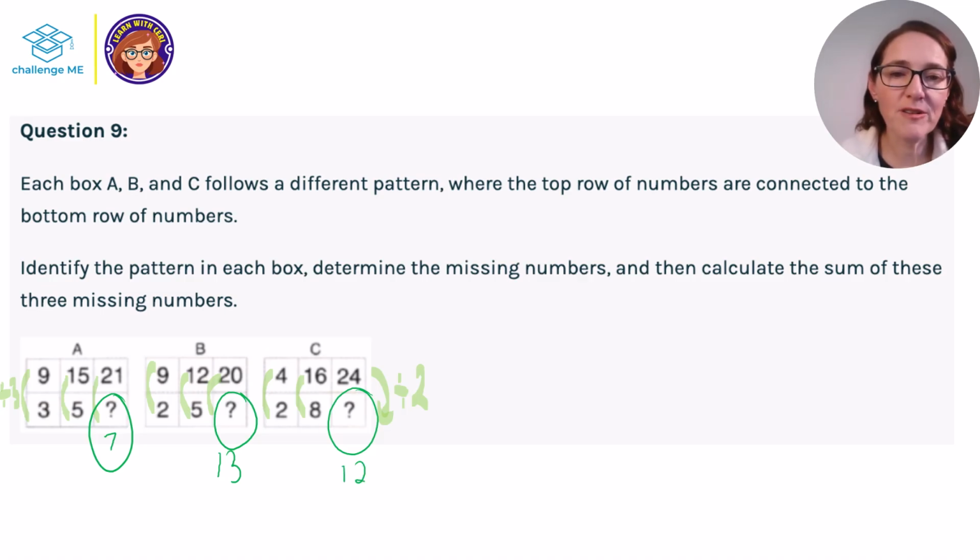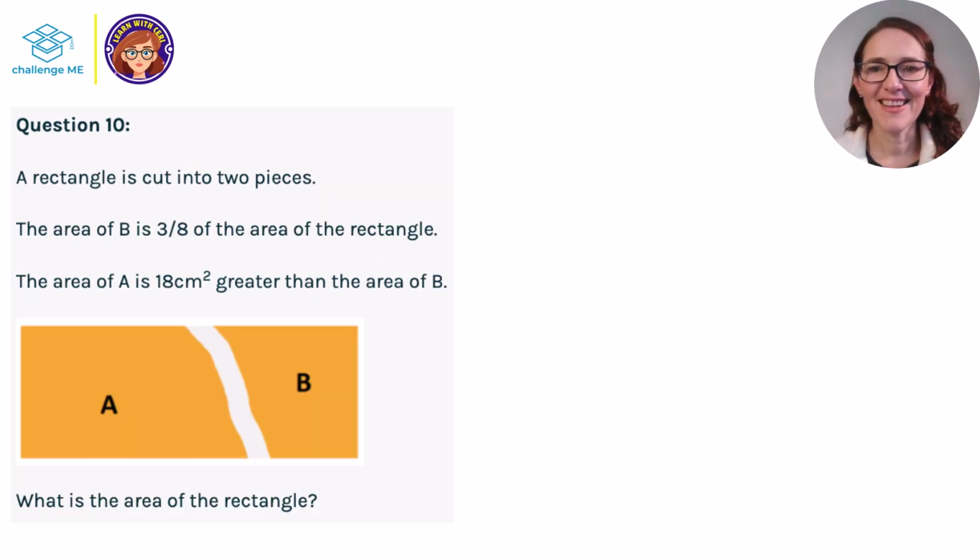So if we do 7 add 13 add 12, that's 20, 13 and 12 is 25. 25 add 7. The total we were looking for on question 9 is 32. Okay, guys? Now for question 10. A fractions question. How did you get on?